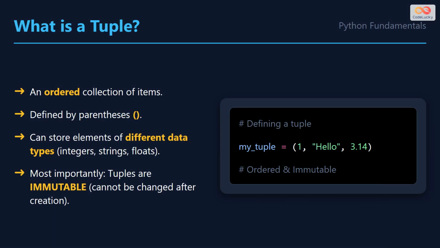So what exactly is a tuple? Simply put, a tuple is an ordered collection of items, very similar to a list. You define them using parentheses instead of square brackets. They can hold various data types like integers, strings, or floats all in one container. However, the defining characteristic of a tuple is that it is immutable. This means once you create it, you cannot change, add, or remove items from it.